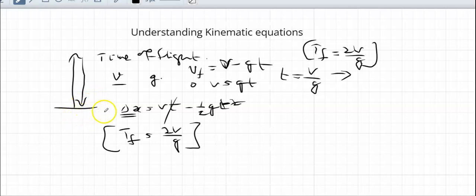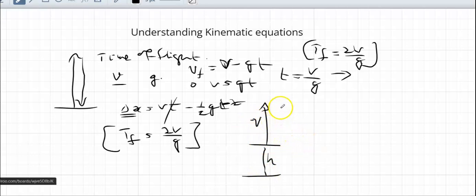I'll give one more example to further clarify. Suppose we have an object thrown from a height h. This is thrown with velocity v. And we have the same problem, that we need to find out the time by the time it comes down here. So here we can take the first approach. We take the time of flight as a basis, then we get t1 for going up and coming down as 2v by g.